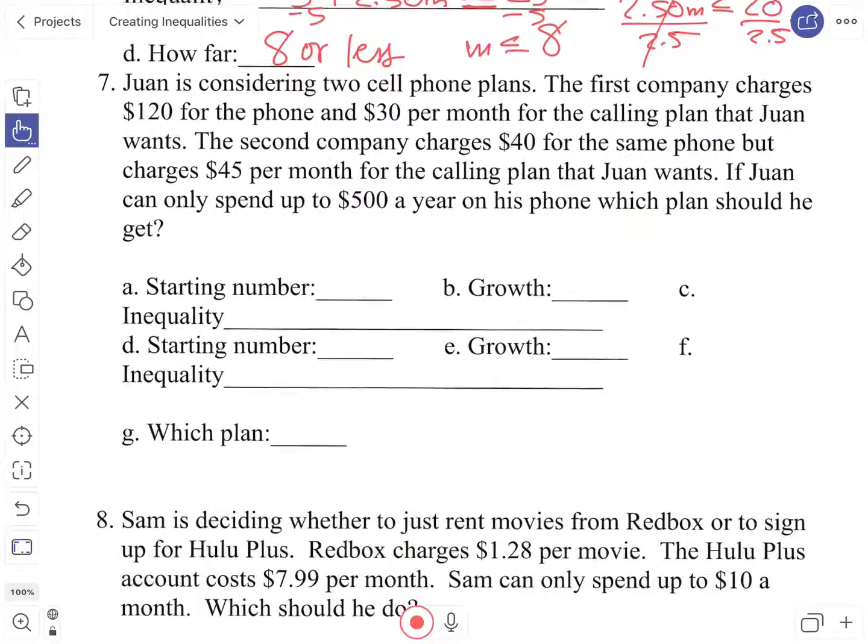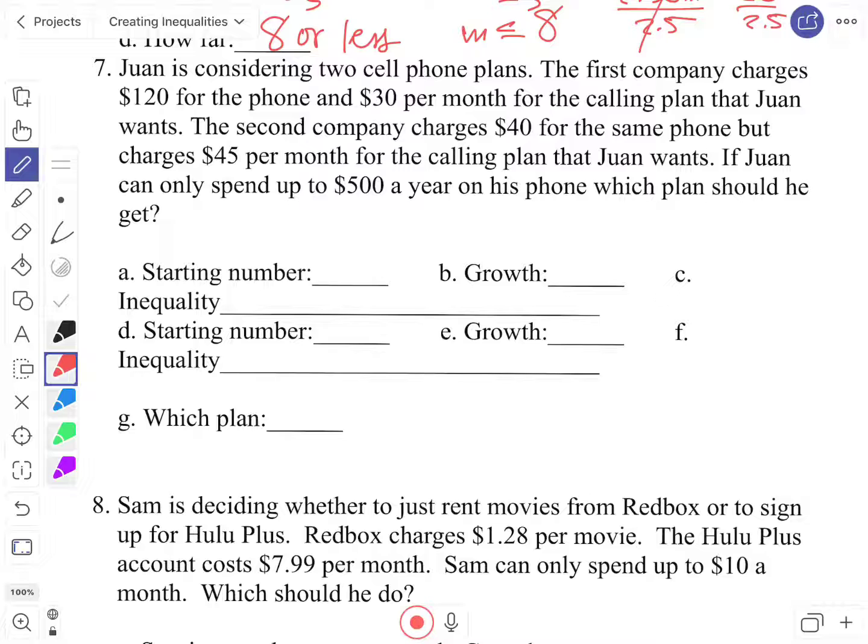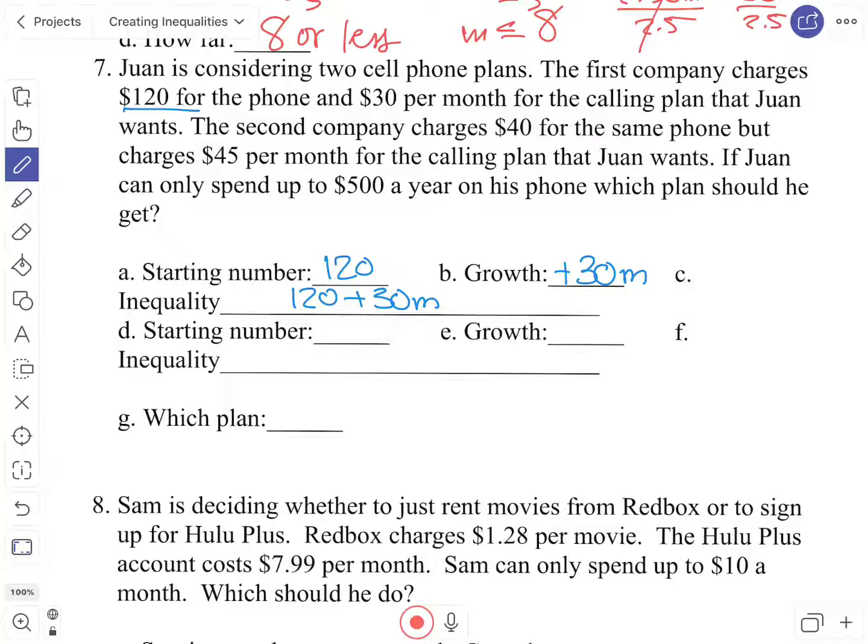All right. Now this next one, Juan is considering 2 cell phone plans. The first company charges $120 for the phone and $30 per month for the calling plan. So we start with $120. We're adding $30 per month. So we get 120 plus 30m.